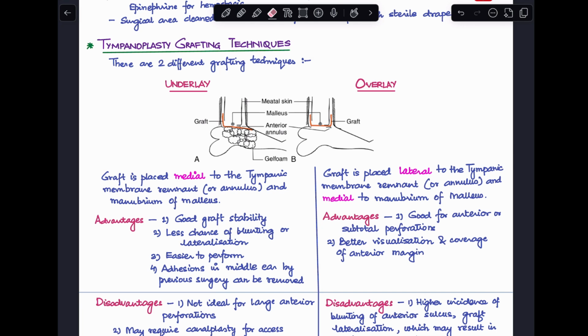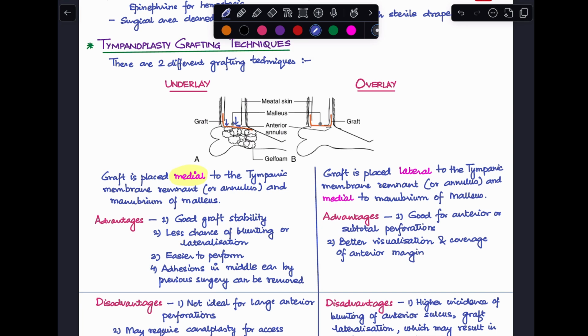The difference between them is that in the underlay technique, the graft is placed medial to the tympanic membrane remnant or the annulus and the manubrium of the malleus. If you see in the image over here, this over here is the anterior annulus, and the graft is placed medial to it, medial to the annulus as well as medial to the manubrium of the malleus.